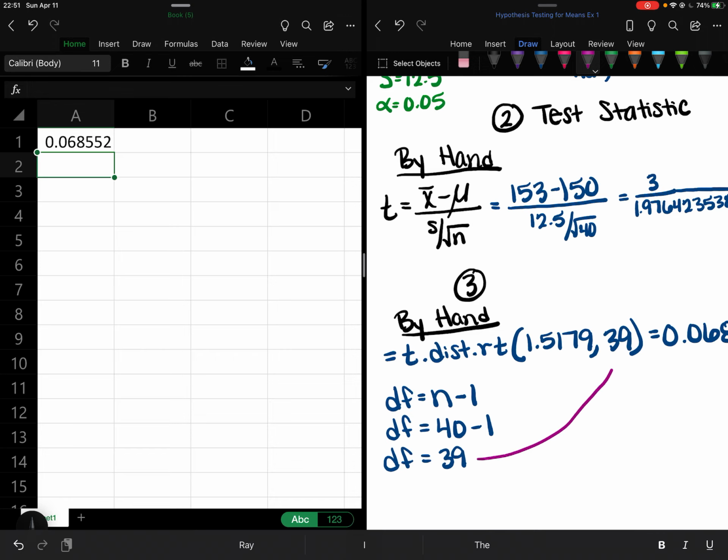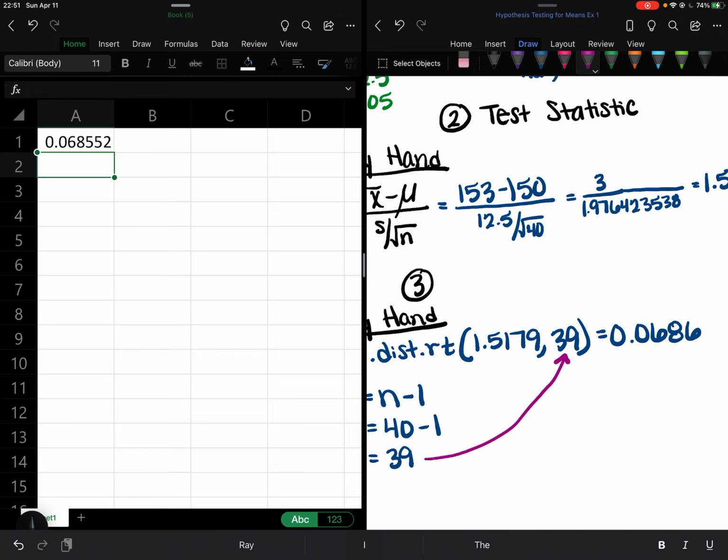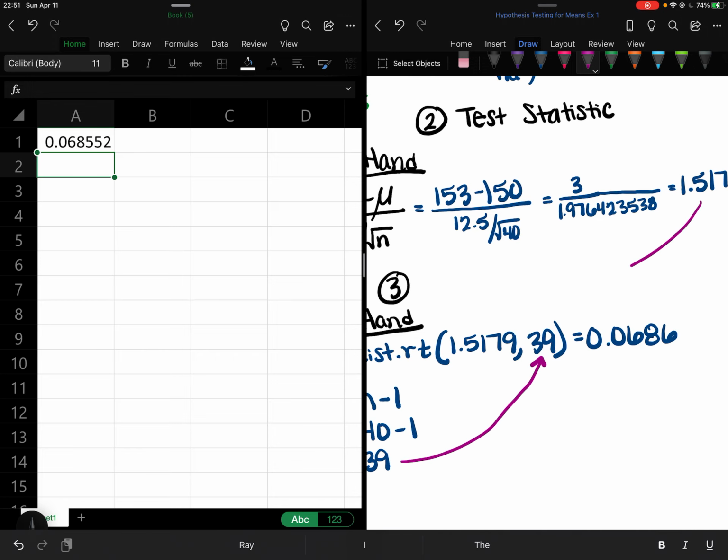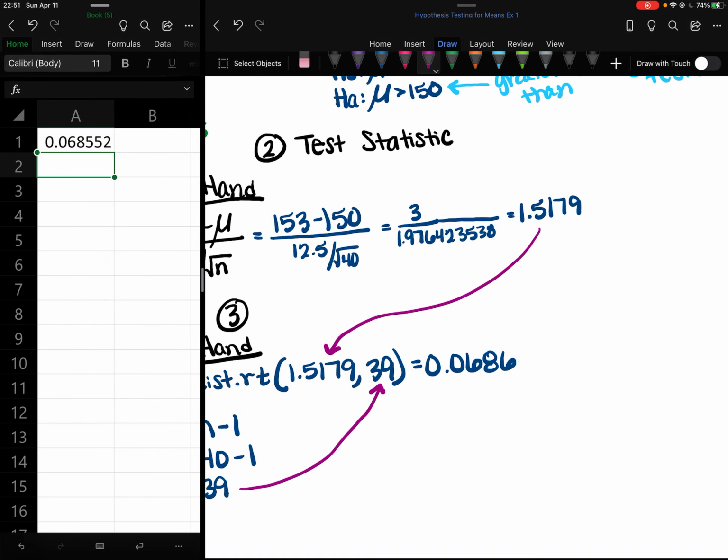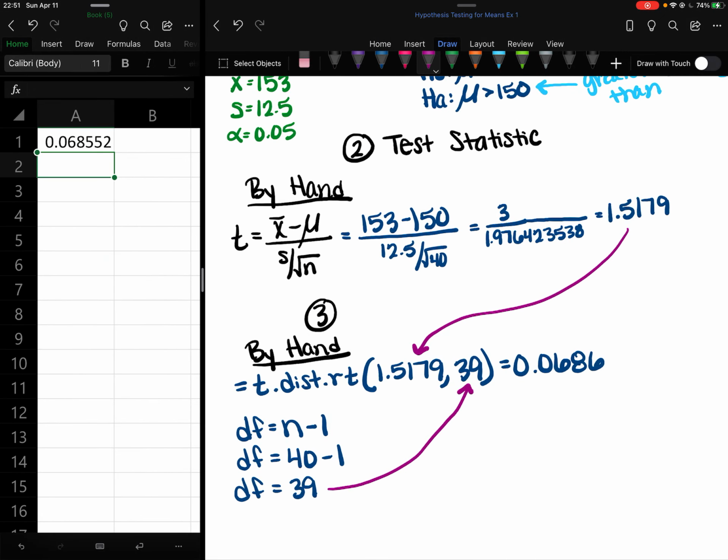So degrees of freedom is what we put in here. And then this guy was our, I'm going to move this over, our t-score. So we found the t-score by hand using the t-score formula. And then we found the p-value. So this guy is our p-value.